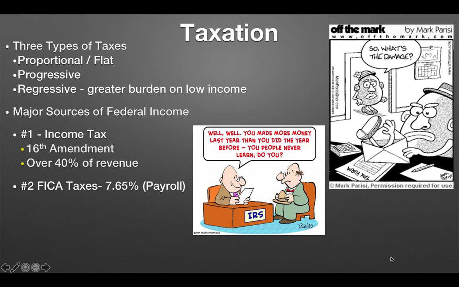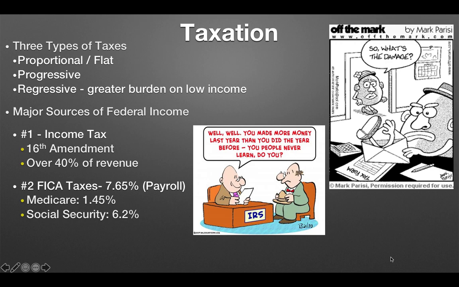Number two is a FICA tax, which is a payroll tax. That's the source of Medicare and Social Security. So when your employer taxes your income, you never see the actual dollar amount that you've made, the gross dollar amount. You only see the net dollar amount, the lower amount, because they've already taken out taxes. Isn't that so nice of them? And so 40% of the American government's revenue is from that income tax.